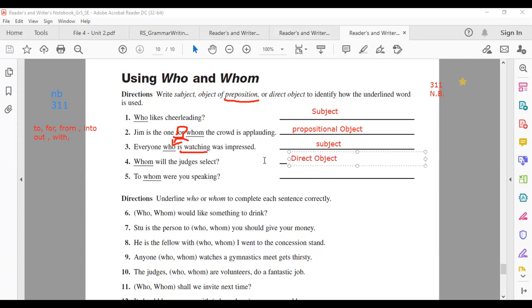Because it's at the beginning of the sentence. And there's no what? There's no preposition. Excellent. There's no preposition before it. Amazing. Jude, number 5 for you.